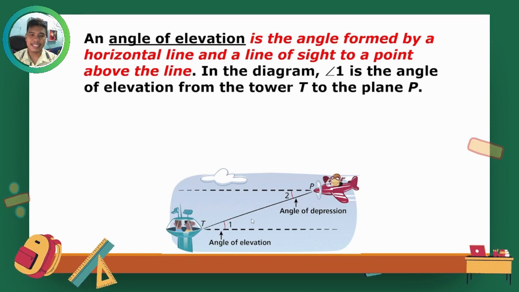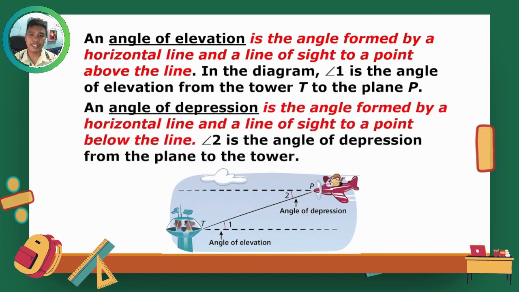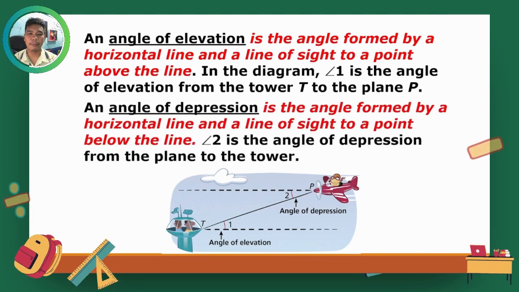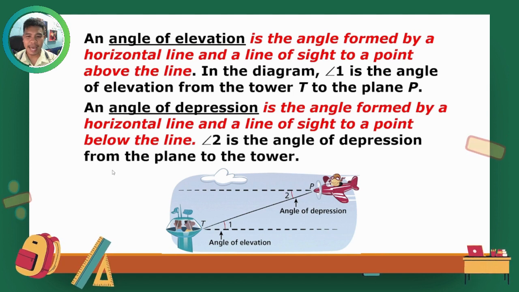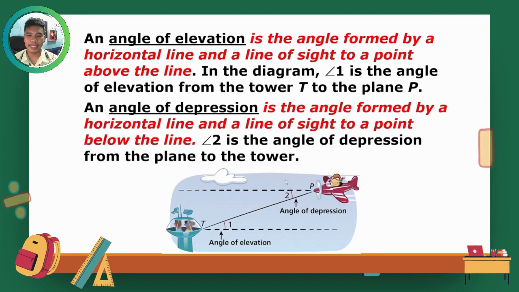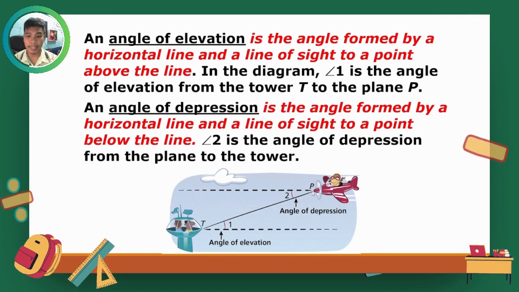The other one is the angle of depression. An angle of depression is the angle formed by a horizontal line and a line of sight to a point below the line. The angle 2 from the diagram is the angle of depression from the plane to the tower. As you can see, the broken line along with point P on the plane, the angle below is what we call the angle of depression.